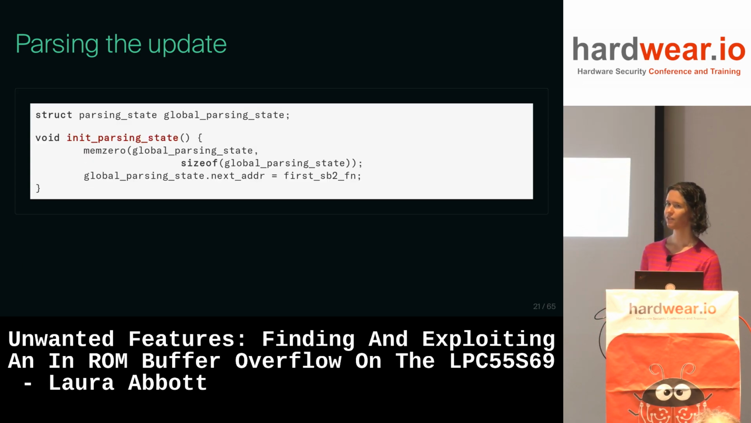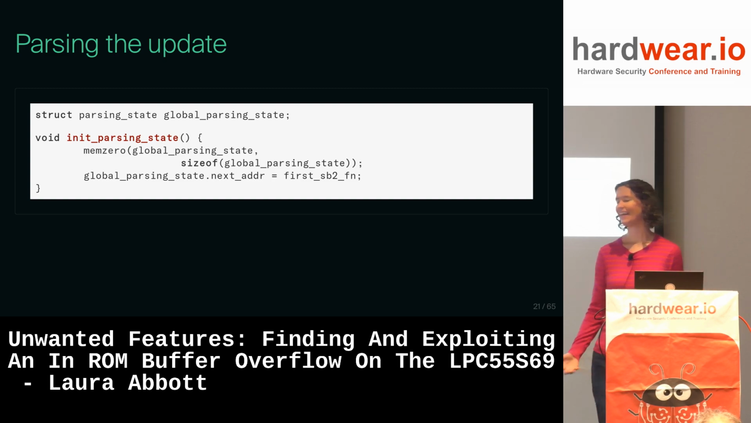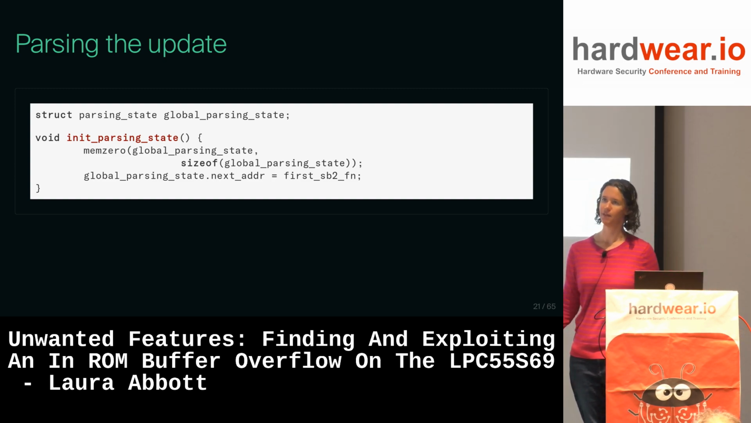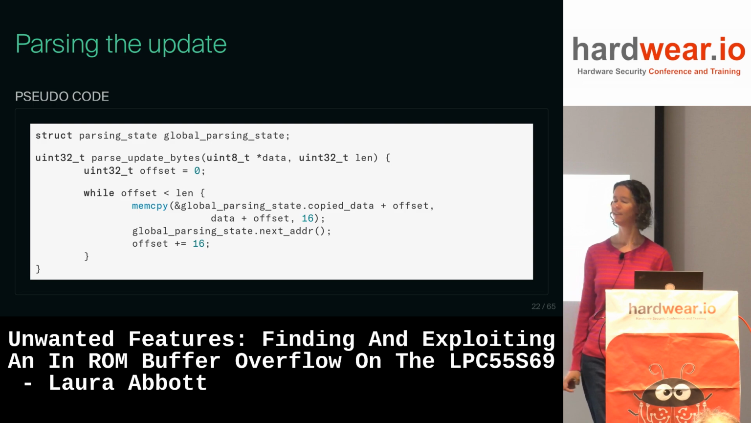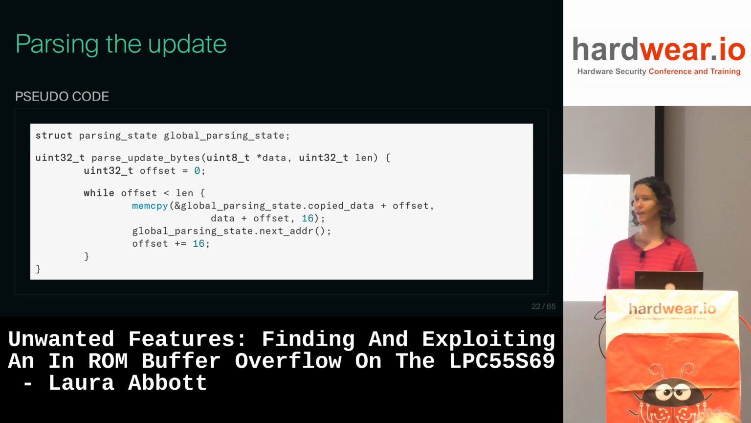Here's a sample of what the initialization looks like. Nothing terribly interesting, a memset to zero and then setting the first function. And then here's an example of what the main update loop looks like. We're going to copy the 16 bytes of data from our input and then put it in the global array. Again, this is pseudocode. There is, in fact, more actual error handling in the ROM, but this just gives you an idea about what this is doing at a high level.